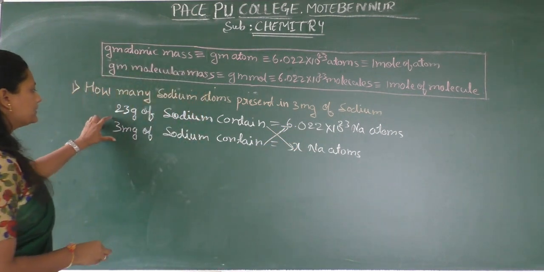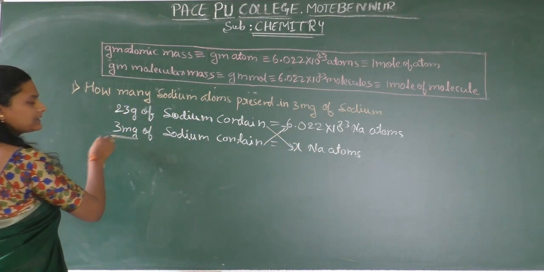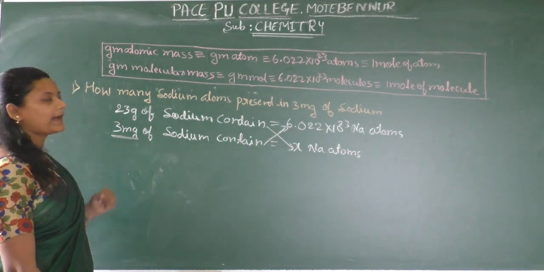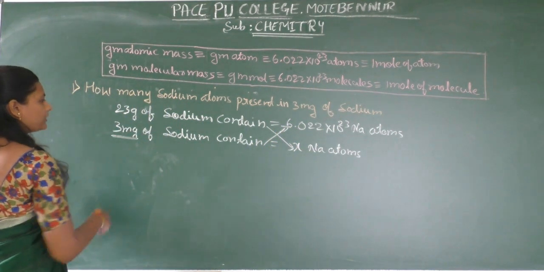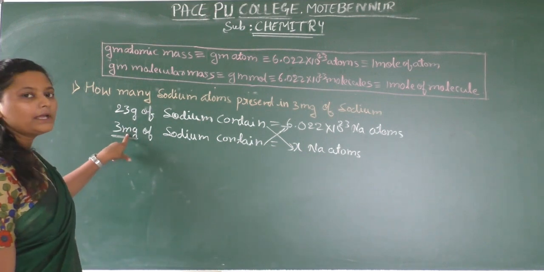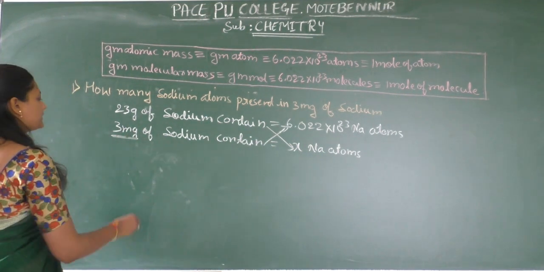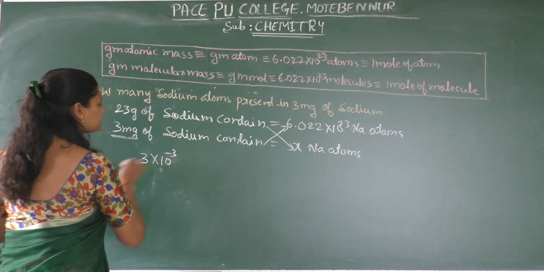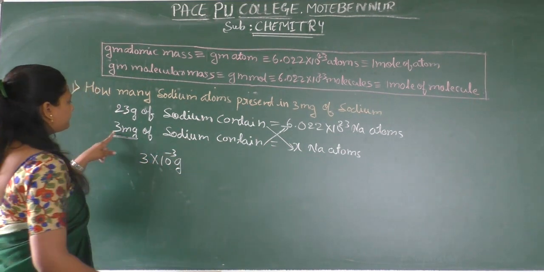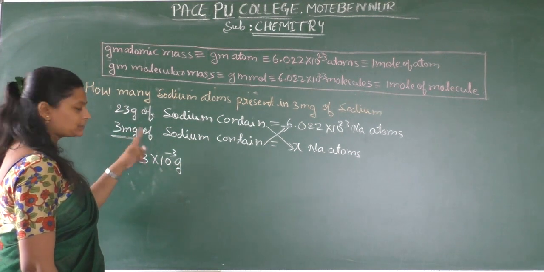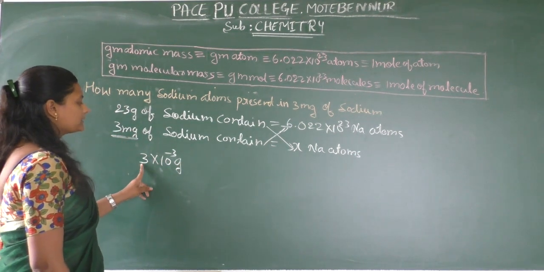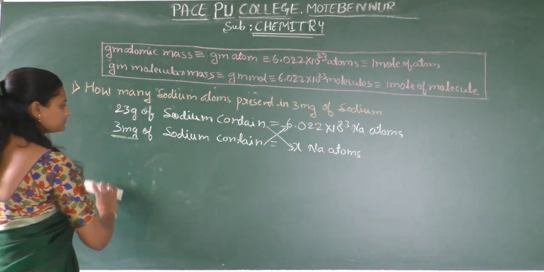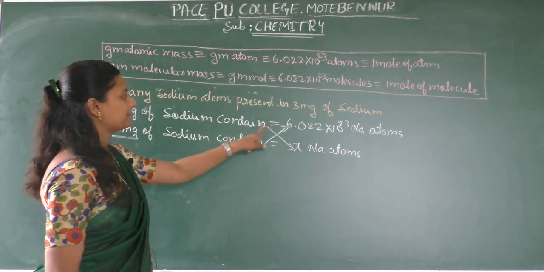So before that, just observe here. This is in terms of milligram. So first we have to convert this one into gram. Okay, so we already know the prefix milli value. Here 3 milli means 3 into 10 raised to minus 3 grams. If we convert 3 milligrams into grams, that is nothing but 3 into 10 raised to minus 3 grams. Okay, so here we have to cross multiply this one.